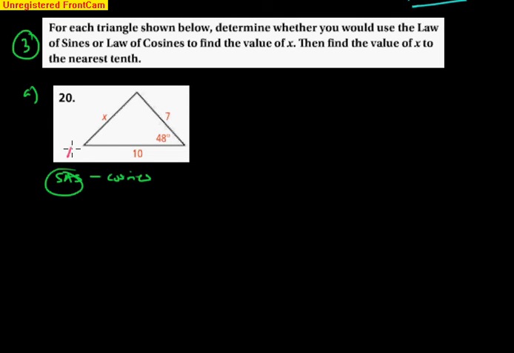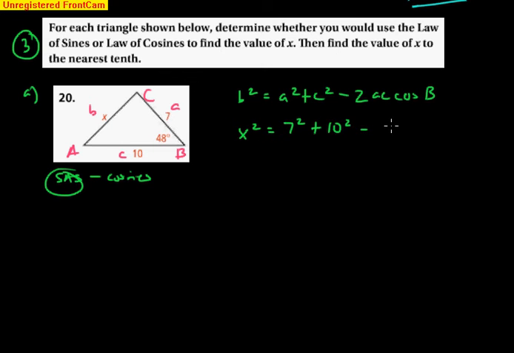Now, I will take my picture and label it A, B, C. Across are the lowercase letters. So I'm looking for b here. So in my law of cosines, let's do it over here. b squared equals, finish your Pythagorean theorem, a squared plus c squared, minus 2, these two sides together, cosine of how it starts, cosine of B. Fill in what you know. b is x. So that's my unknown. a is 7. c is 10. Minus 2 times 7 times 10, cosine of 48 degrees. Okay?